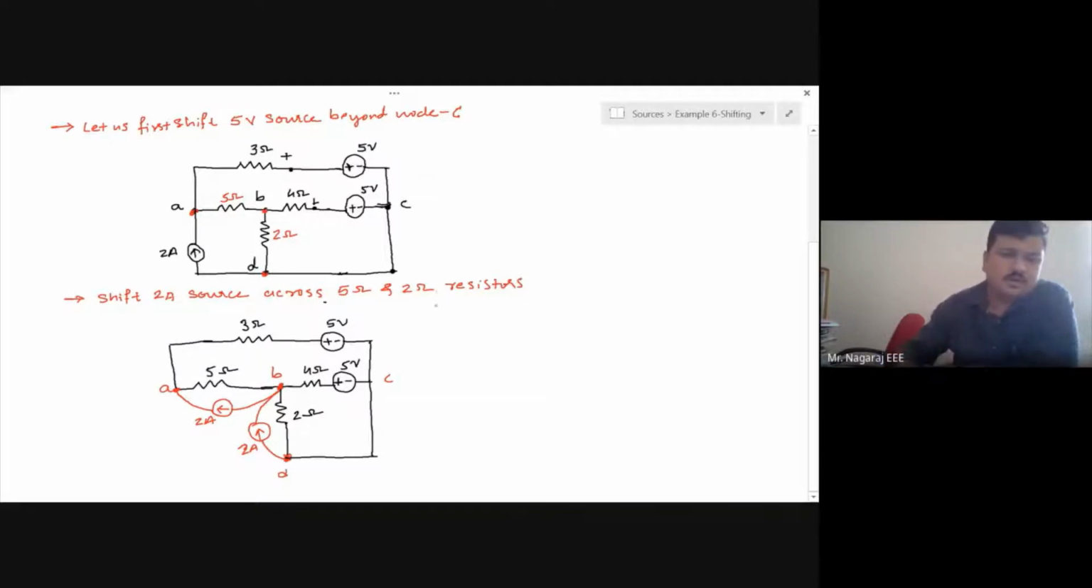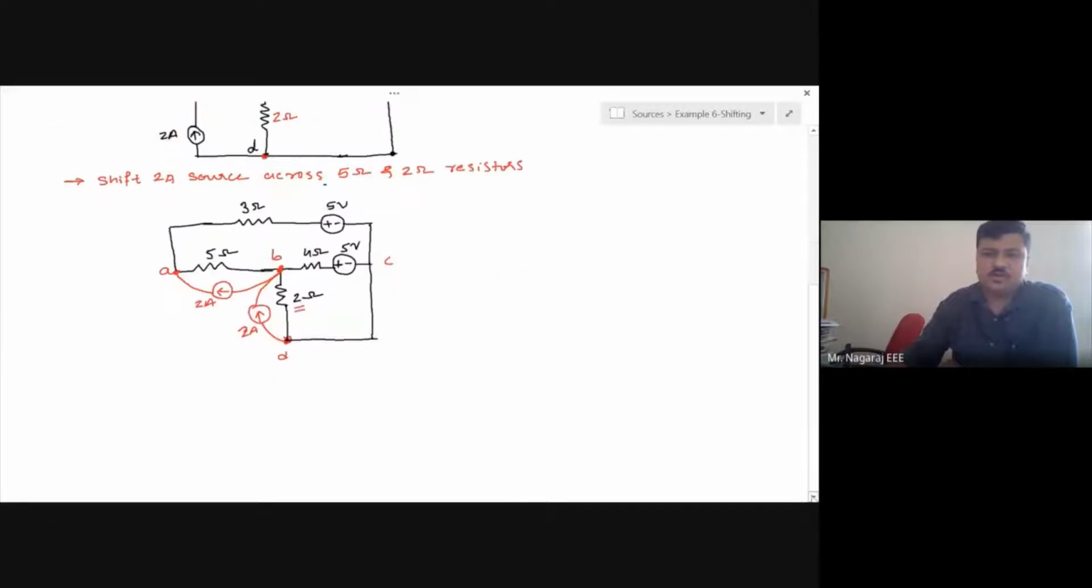Now you can observe that this 2 ampere and 5 ohm are in parallel. It is a practical current source which can be transformed into a practical voltage source. Here 2 ampere and 2 ohms are also in parallel. It is also a practical current source, but I don't transform this as I need this 2 ohm resistor intact, unchanged till the end of the solution, because I want to find the voltage across these 2 ohms, and hence I need to keep this 2 ohm resistor the same till the last step we reach in this analysis.